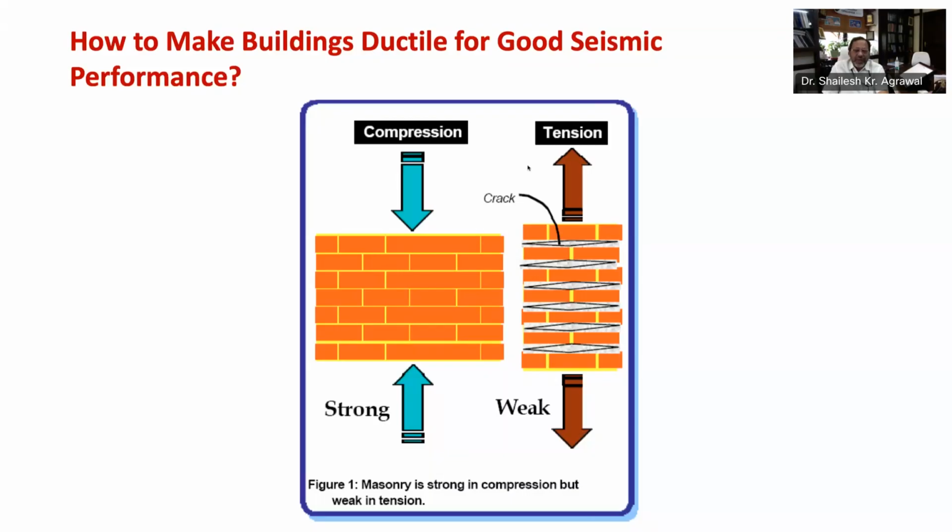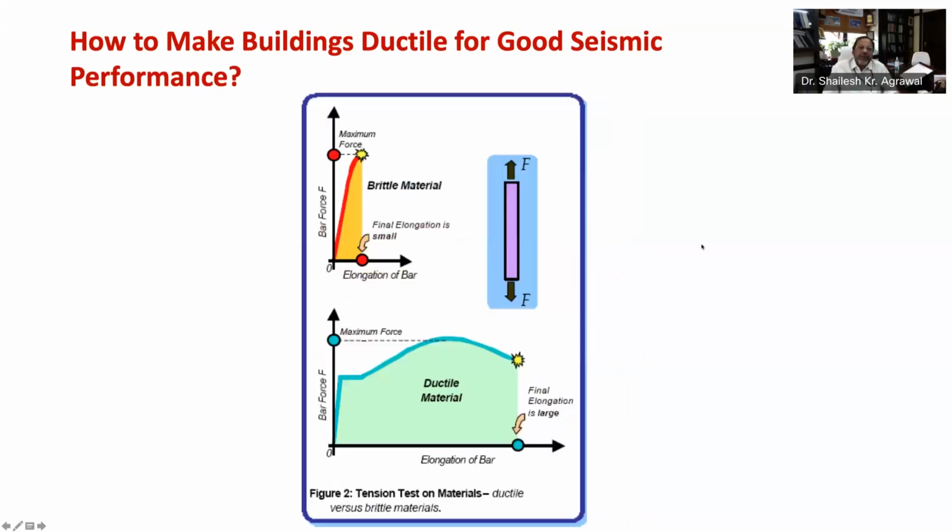This type of failure is ductile failure and is preferred in earthquake resistant design. Means steel should fail before concrete. There is a common understanding that too much steel in this RCC building is good for earthquake resistance, which is not true. To understand ductility better, let's understand the capacity design concept through this figure.